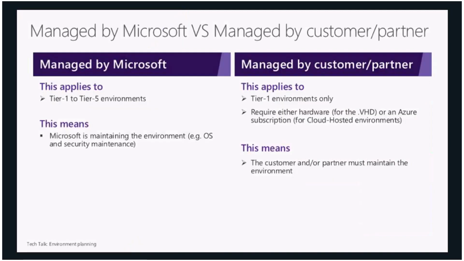We talked a lot about environments managed by Microsoft versus managed by the customer and the partner. The environments that are managed by Microsoft can be a tier 1, tier 2, tier 3, tier 4, tier 5. Ultimately, what it means is that Microsoft is maintaining the environment. A good example is on the OS and on the security maintenance, where Microsoft will plan and execute the patching.